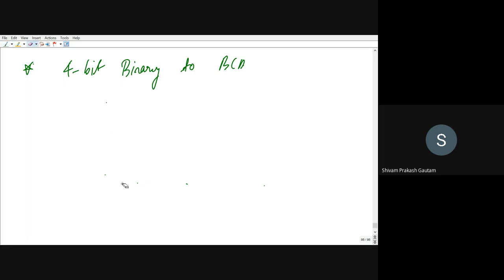Am I audible? Yes, sir. Okay. So whenever you want to convert from one form to another, you should know how to build its truth table. Right now we are having a binary that is also in 4-bit, and you want to convert that binary into a BCD form, right? So first thing is that we need to build its truth table.